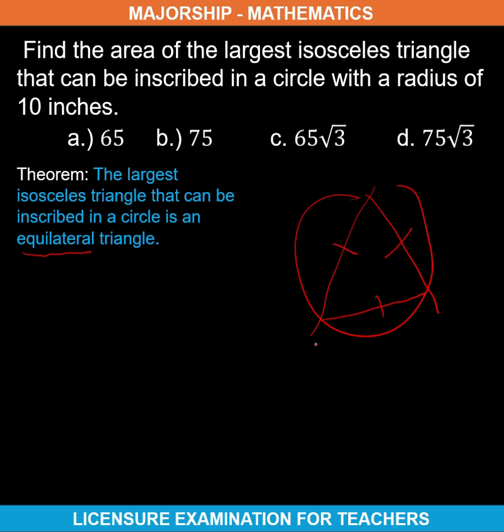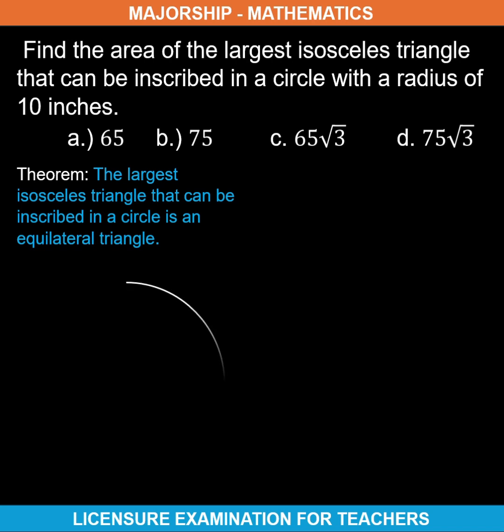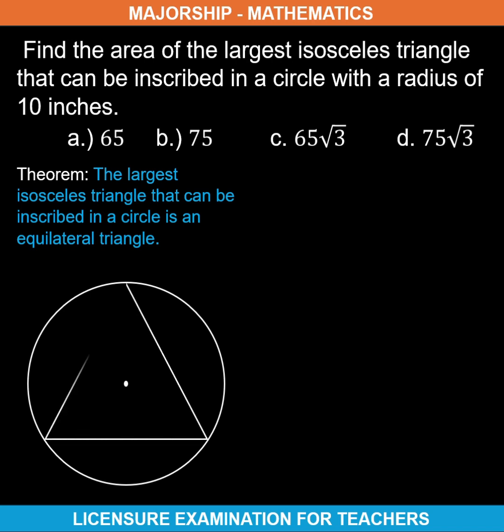Meaning, all of the sides of the triangle will be equal, kung ima-maximize mo yung isosceles triangle mo. So gamitin natin itong theorem para sagutan itong question. Okay, so let us first illustrate the problem. So we have a circle, and then inside the circle, naka-inscribe yung isosceles triangle natin, which turned out to be an equilateral triangle.